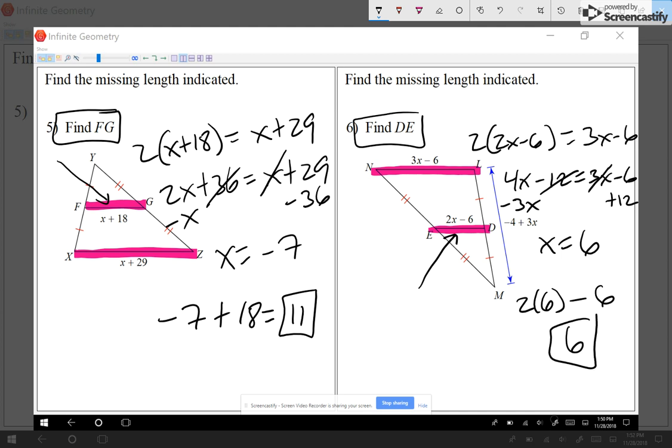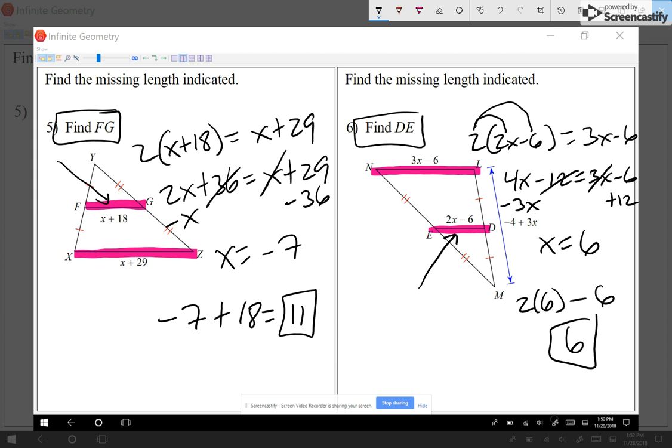In my examples, in both of them, I ask you to solve the mid segment. But sometimes I might ask you to solve for the side. So like question number 6, I ask you find DE, but I can also ask you find NL. So not the mid segment, the side. Solve for x and then plug it in. Yes. Where'd you get the 4x from? 2 times 2x and 2 times 6.